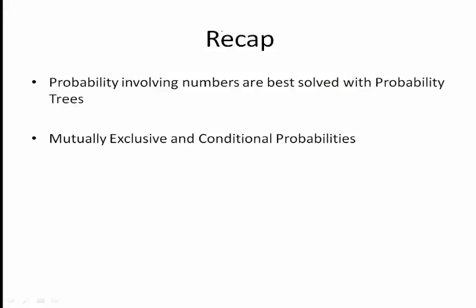So let's recap. We have shown that probabilities involving numbers are best solved with probability trees, and it's easier to visualize and be able to see conditional probabilities with it. We also have talked about mutually exclusive events and how to solve conditional probabilities, especially when the event that is said to occur has occurred secondly instead.